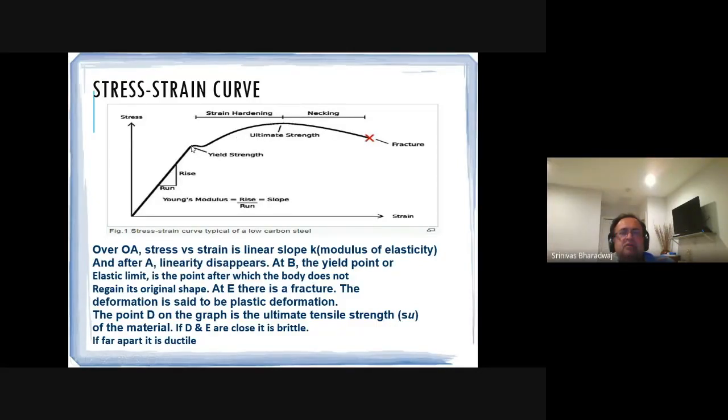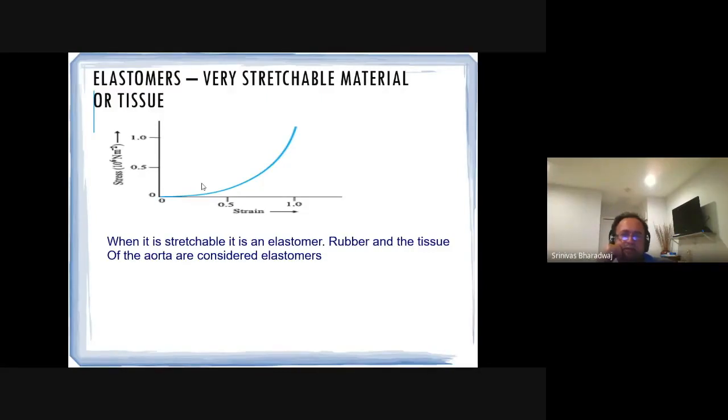Up till A, there's linearity, from here to here. B is the point after which it doesn't regain its original shape. This point is called the yield strength. This is the maximum force you can apply at which the body will completely regain its original shape. So that is yield strength. The slope of this line is called K, and it is called the modulus of elasticity, or Young's modulus.